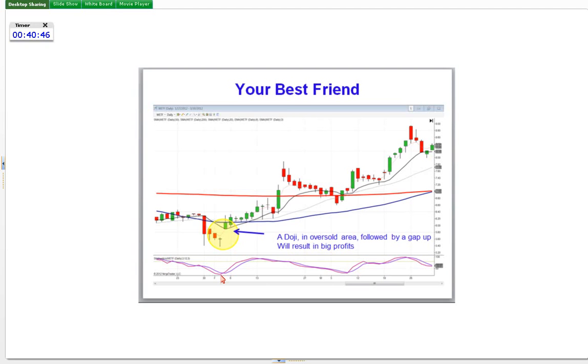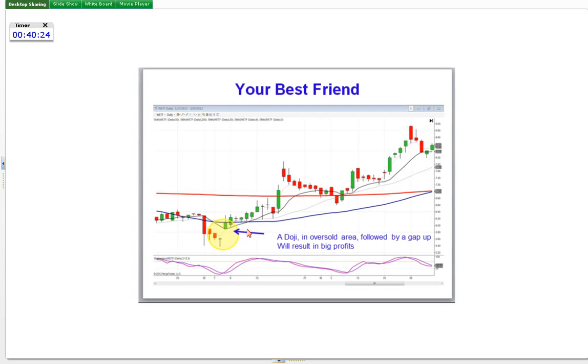A derivative of the Doji is a spinning top, where it has a little body. It looks like a spinning top. But all of them have one basic characteristic. It shows that there's indecision going on between the bulls and the bears. And that's very important information when you're looking at signals and patterns.